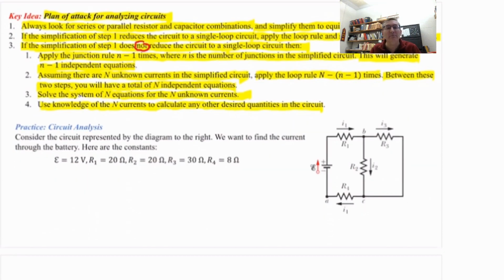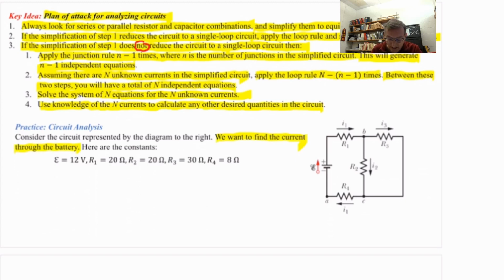Let's look at the circuit right there. Let's do a little bit of practice with circuit analysis. Okay, we have a circuit diagram on the right. I see that it has one source of EMF, a battery, with the high potential and the low potential sides labeled. It's got 4 resistors, R1, R2, R3, and R4. And our task is to find the current through the battery. That is the specific current we are to find.